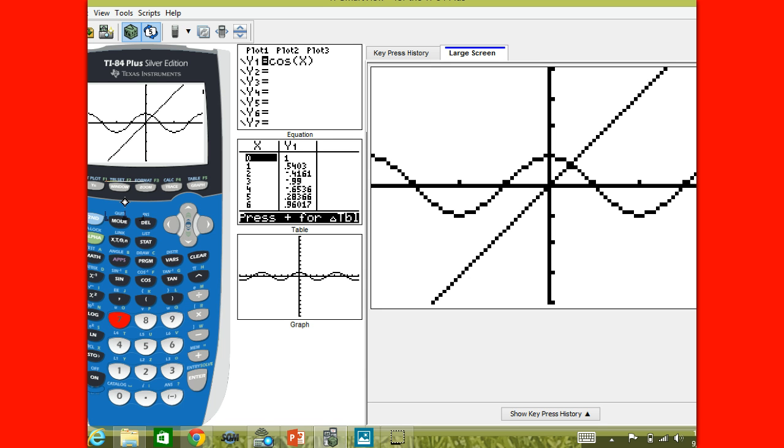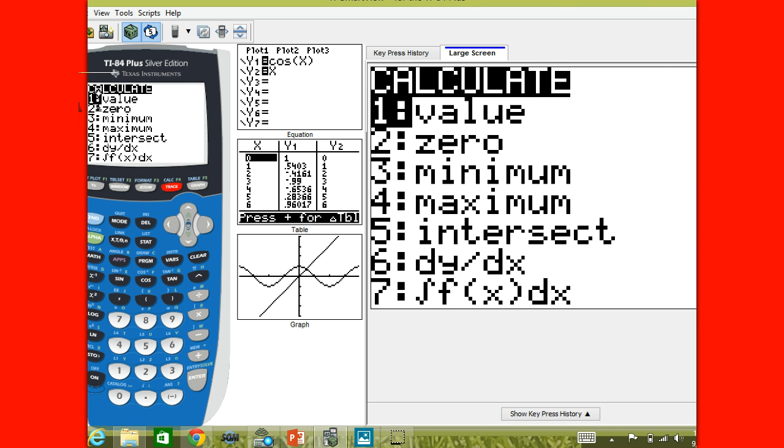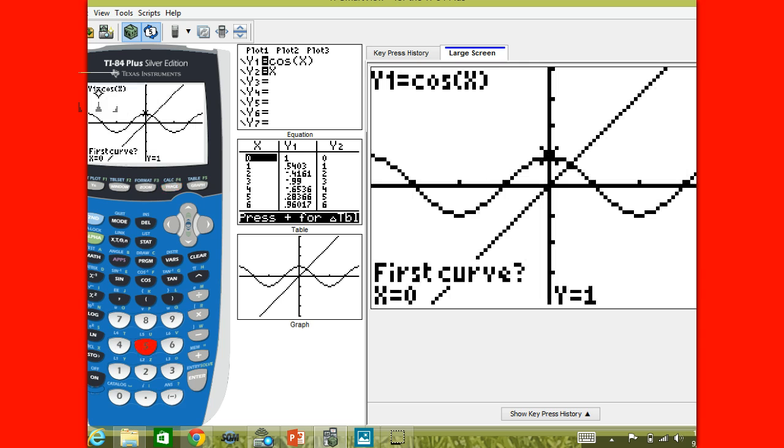Hasn't been altered at all. And there's the graph of the line y is equal to x. So if I'm looking for where they're equal to each other, as you told me, it's just their point of intersection. So I can get my calculator to find that for me. So second trace, which is my calculate menu. I'm going to choose option number 5.